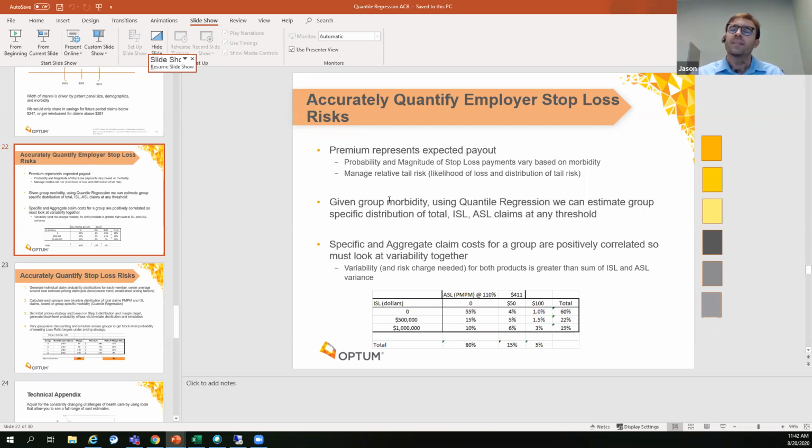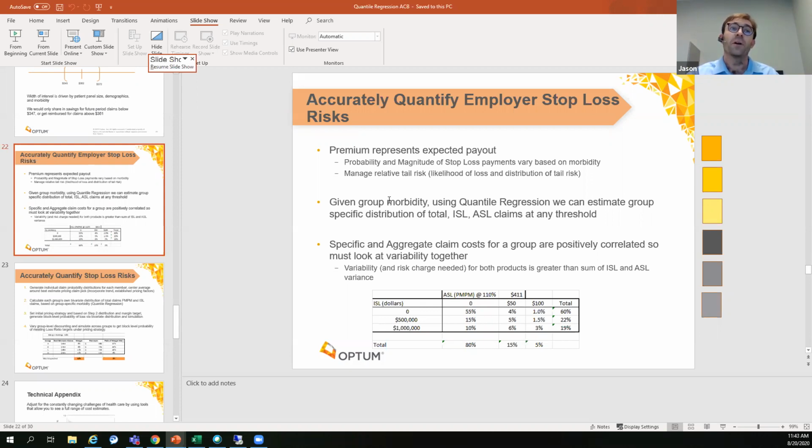First of all, how do you set the relative risk for your group at the 99th percentile or 99.5th percentile, way up there in the tail? Which is one critical problem. But then also, what does your correlation look like between your individual stop loss and your aggregate stop loss? There's a covariance between the incidence of claims in the ISL and the incidence of claims in the ASL that you need to recognize.